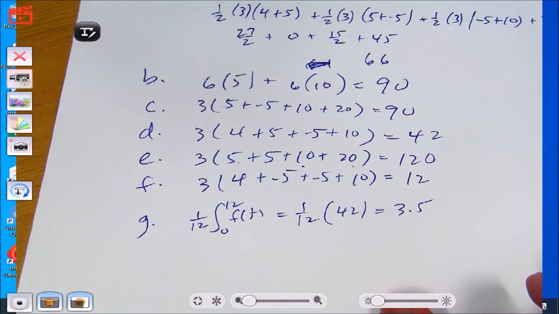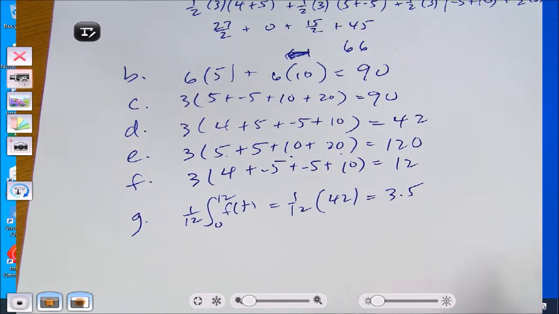So basically the average is, you divide by the length of the interval. Can you say that for me? The length of the interval. That is correct. All right, ready for 2?